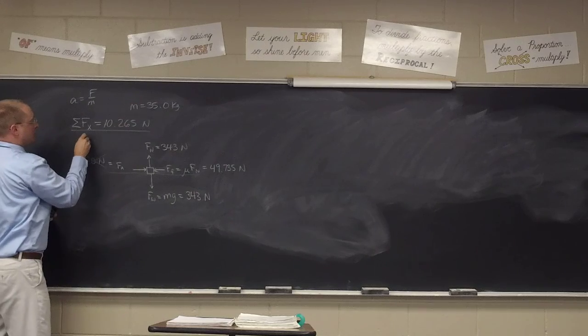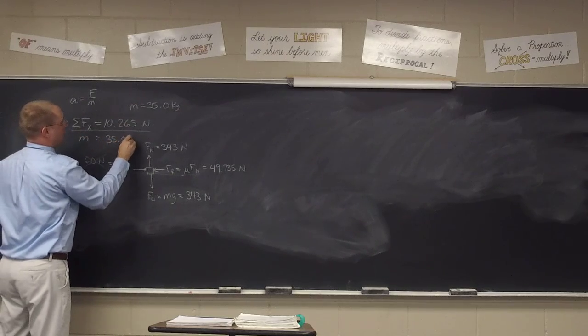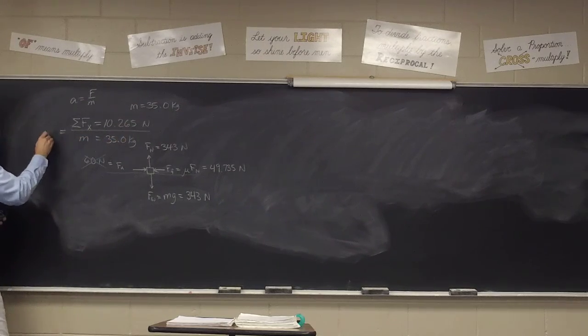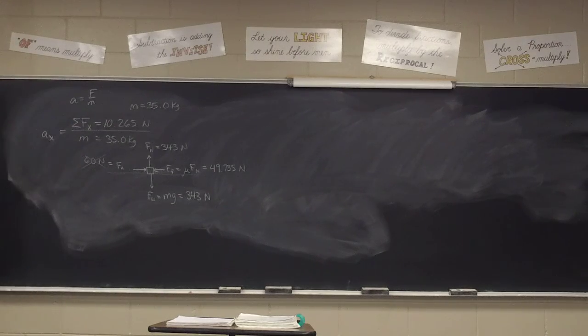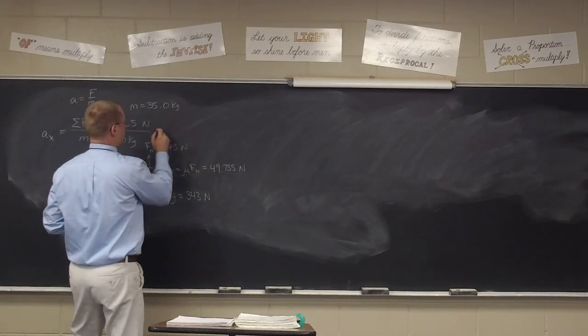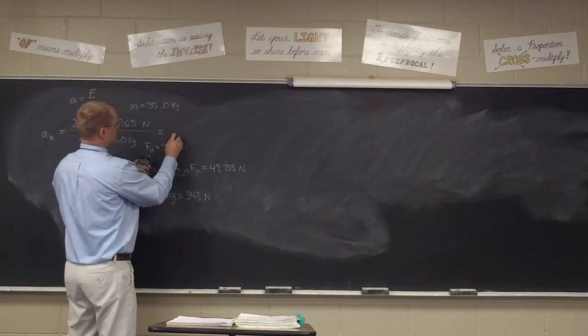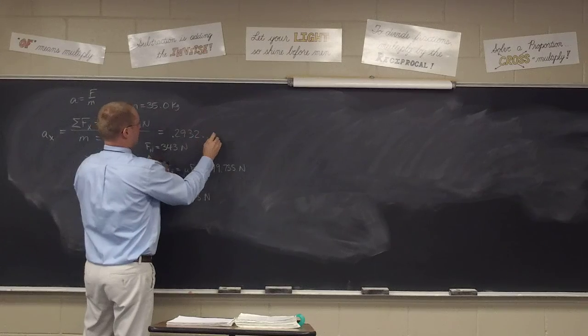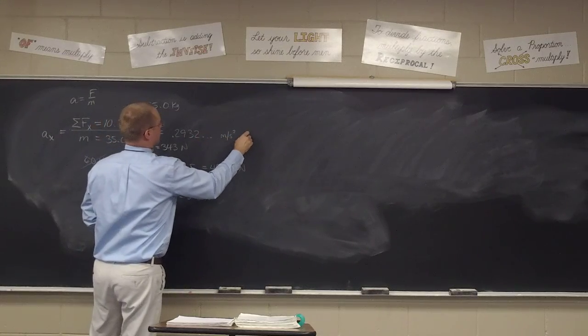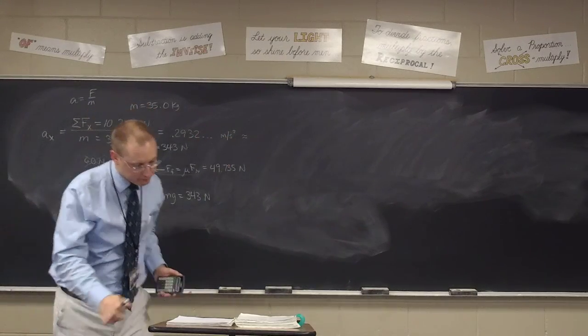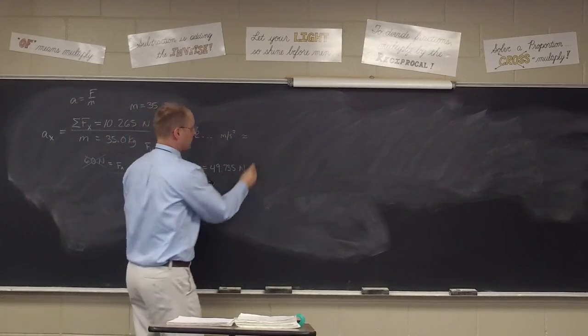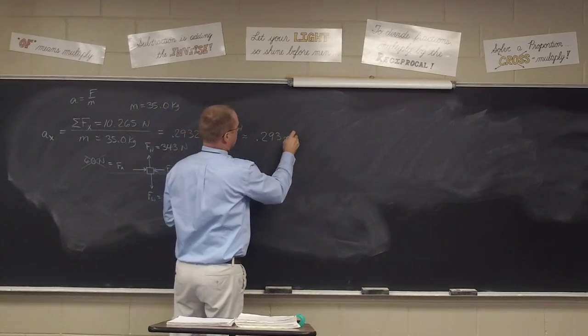Well, the mass was 35.0 kilograms. So we can find the acceleration in the x by simply dividing these numbers. So take what you have on the calculator now, divide out the 35, and it's not much acceleration, but it's something. This continually is getting faster and faster. Class, we have? And rounding off to 3 sig figs, we end up with 0.293 meters per second squared.